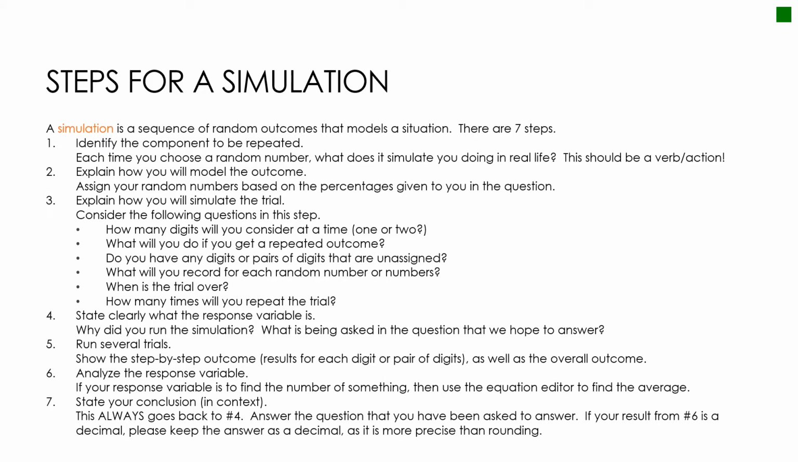Step 2, how will I model the outcome? This means assign your random numbers based on the percentages given to you in the question. So we've already practiced that in our last video, but we'll get some more practice in the upcoming questions that we'll do together. Step 3, there is so much going on, so usually that's worth more points, so make sure you consider the following questions.